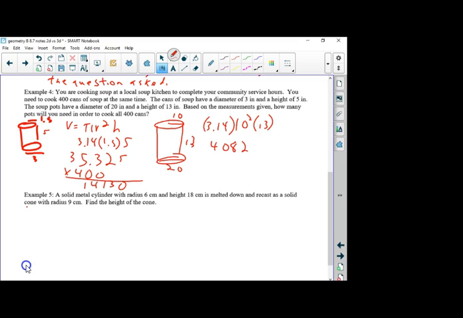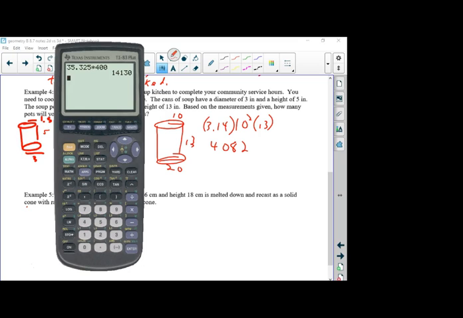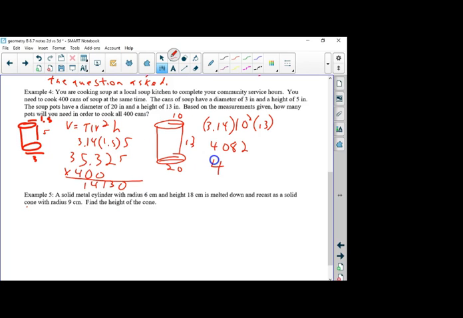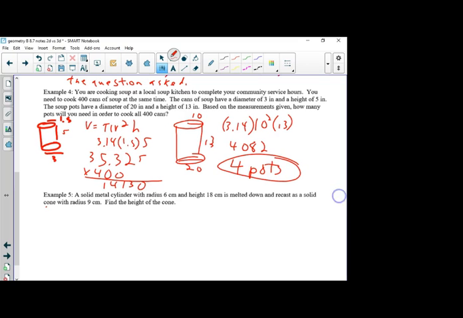So now if we divide that into 14,130, okay? So 14,130 divided by 4,082 is 3.46. Well, that means we have more soup than 3 can hold, so we need 4 pots, 4 kettles to cook in. Okay?